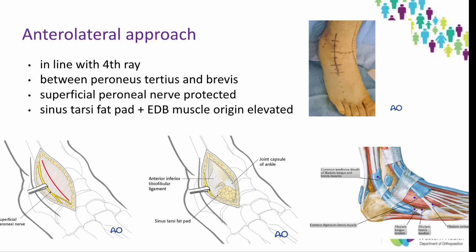So looking at the anterolateral approach to the talus, this is done in line with the fourth ray. It's between the peroneus tertius and brevis. The structure at risk here is the peroneal nerve, which must be protected. You then need to elevate the sinus tarsi fat pad and the extensor digitorum brevis muscle from its origin to access the talus.